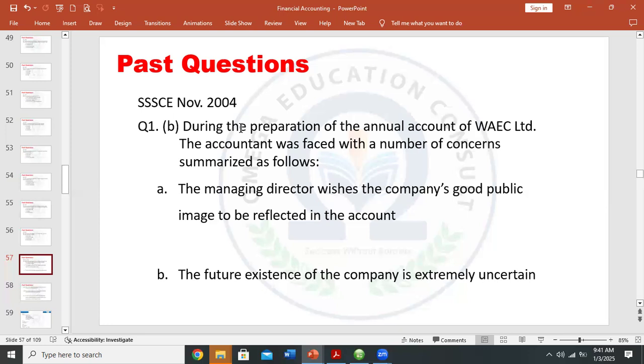So it says, during the preparation of the annual account of WAEC Limited, the accountant was faced with a number of concerns. So the concerns are summarized below. The first concern was that the managing director wishes the company's good public image to be reflected in the account. Which concept would solve this issue? The manager wants the accountant to report the company's good public image.